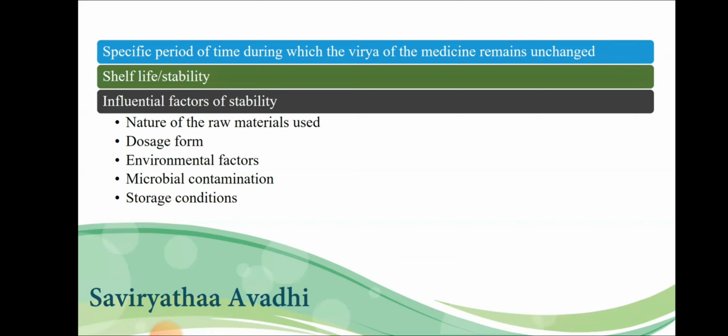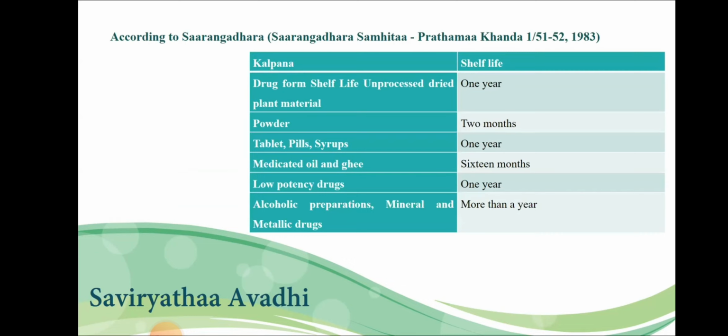These are the influential factors of the shelf life: nature of the raw materials used, dosage form, environmental factors, microbial contamination, and storage condition. These will decide the Samviradha Avadhi of a prepared drug. According to Sharngadhara Samhita, the basic Panchavidha Kashaya Kalpanas are perishable dosage forms that have to be used within 24 hours, or as mentioned in the Kashaya Kalpana, they have to be used while lukewarm.